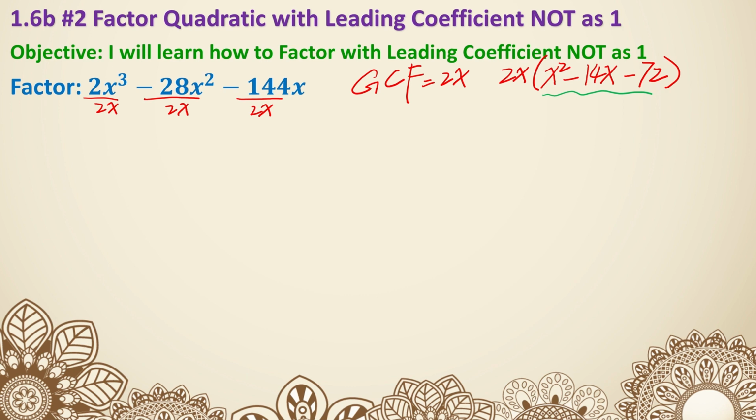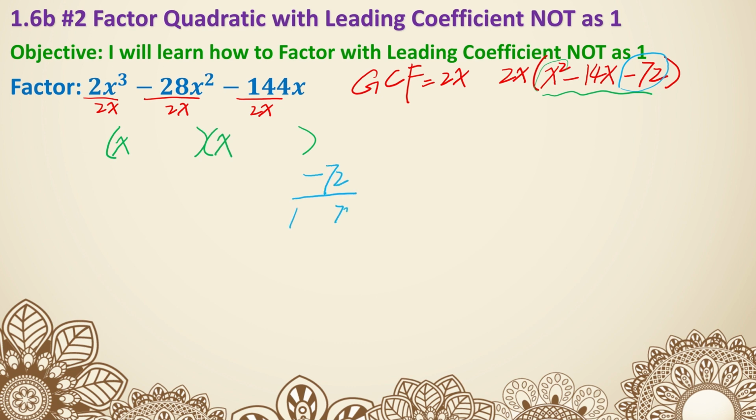From what we have learned previously, I can just write out two parentheses because it's just an x in the front. That means each parenthesis would get an x. Then I just need to figure out a pair of numbers that multiply to negative 72 and add up to negative 14. Typically, we start with that negative 72. So let's break negative 72 apart.